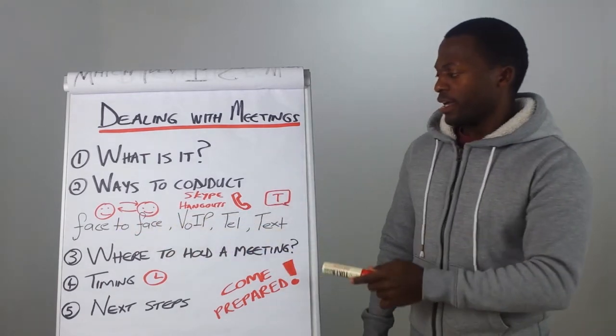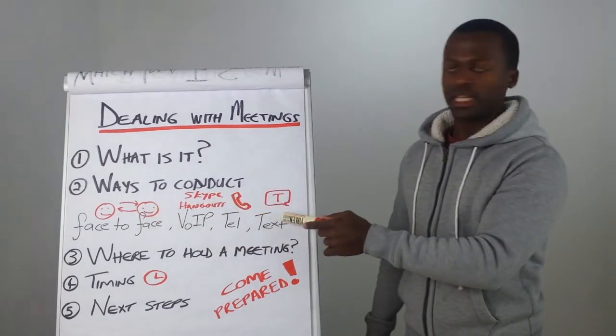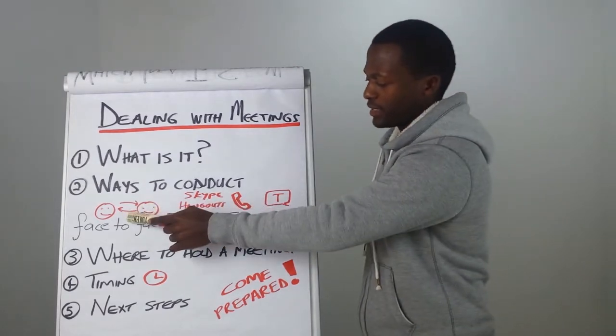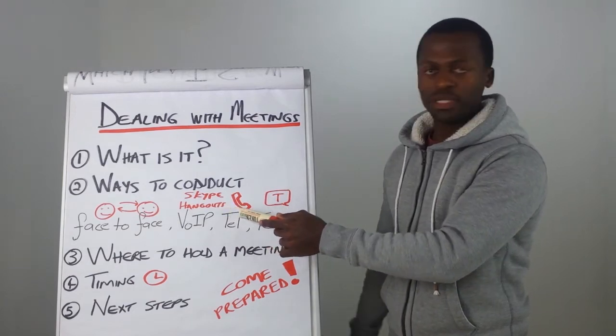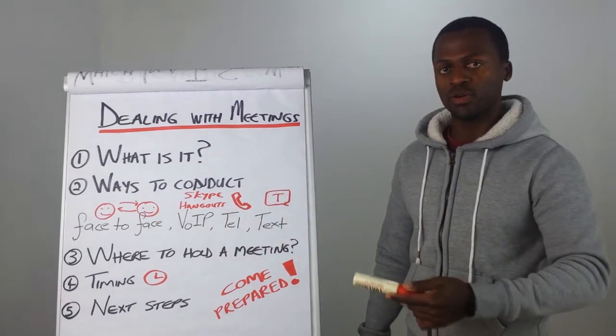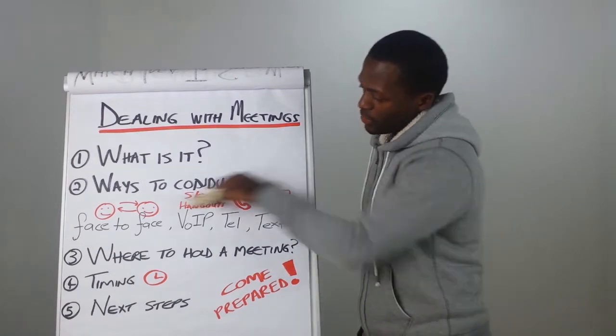Because here's the thing, when you get to a meeting, you don't want to be discussing things that you could have sent a text on. You don't want to be discussing something that you could have just sent a picture of, or emailed a picture to that particular person or particular group of people. So yeah, you start from this side, you go that way.